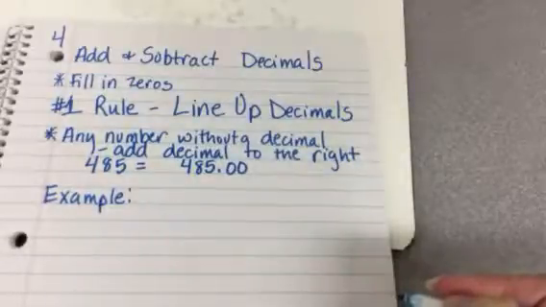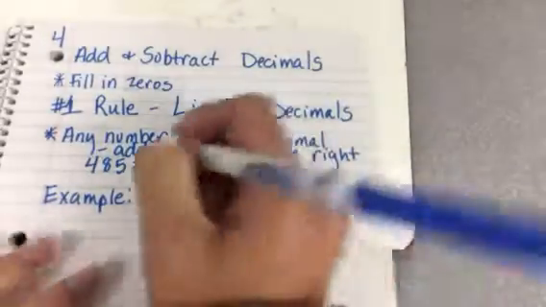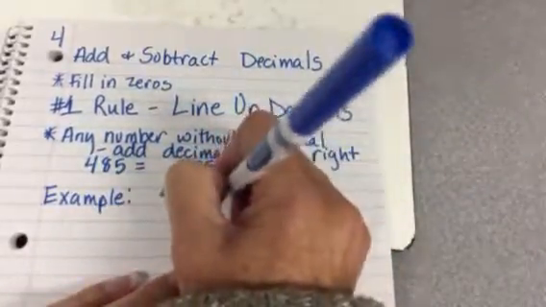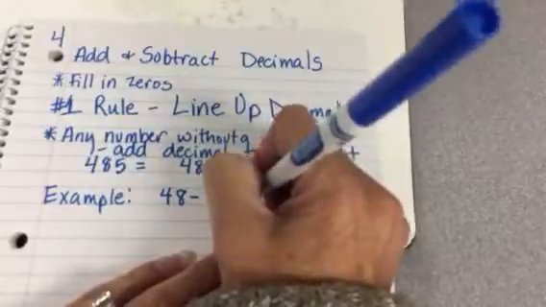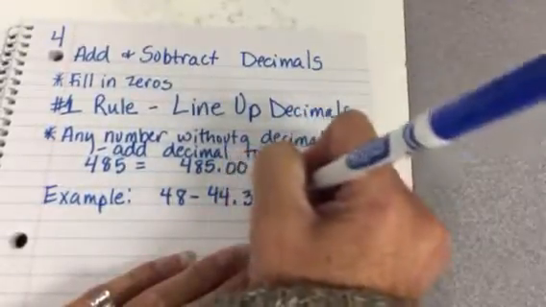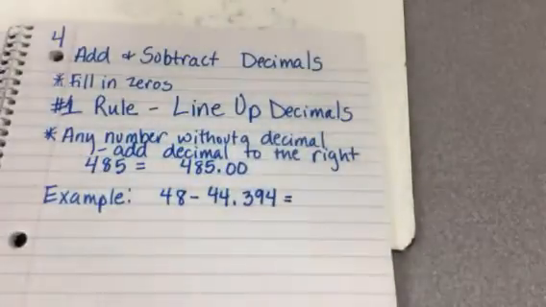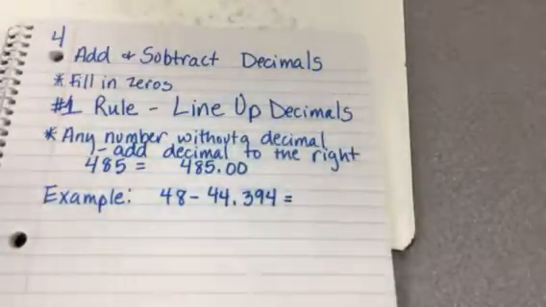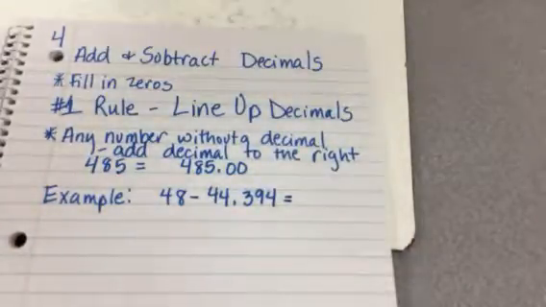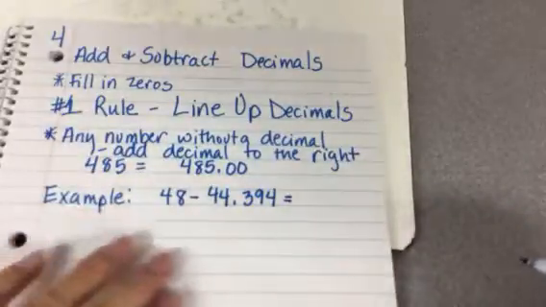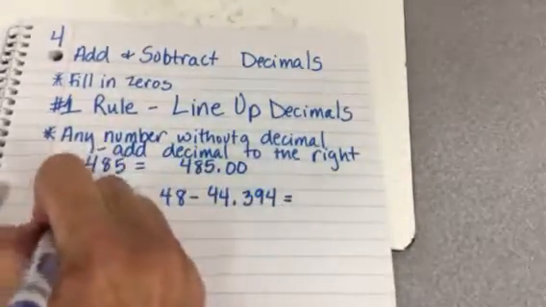So our first example is going to be 48 minus 44 and 394 thousandths. Okay, now the first thing that I want you to notice is that if you are using a calculator, you might get away with not lining this up vertically, but that is the first thing to me that needs to happen to work this out. So I'm going to do that here.